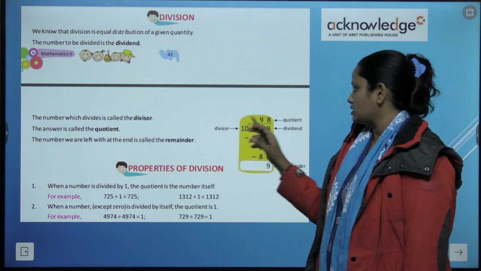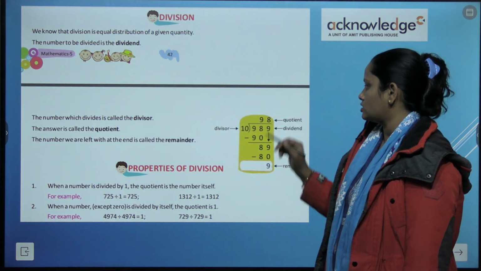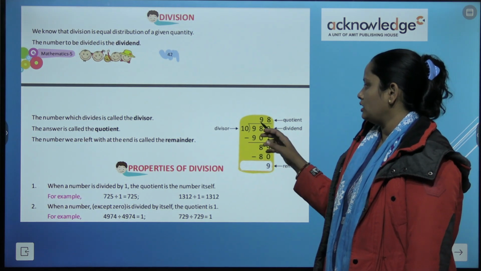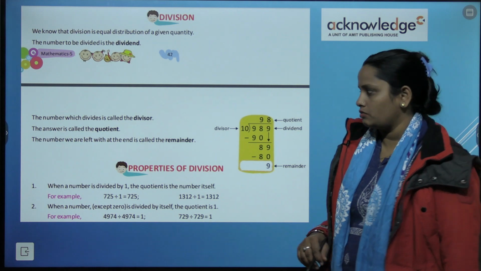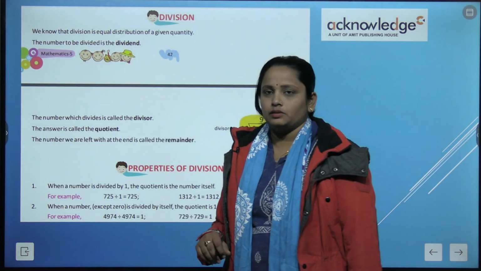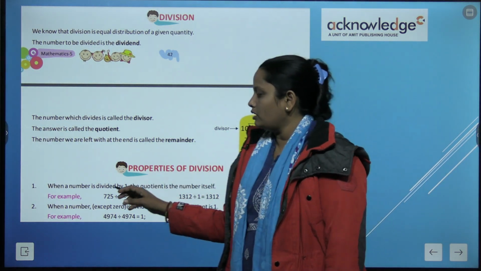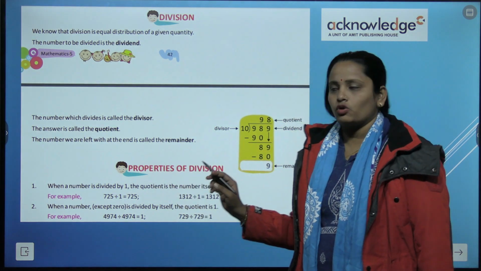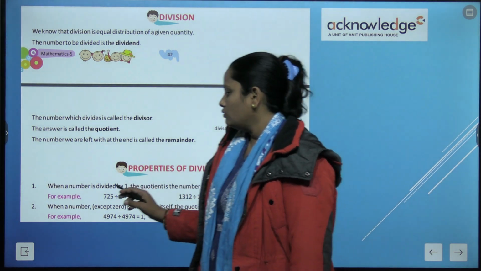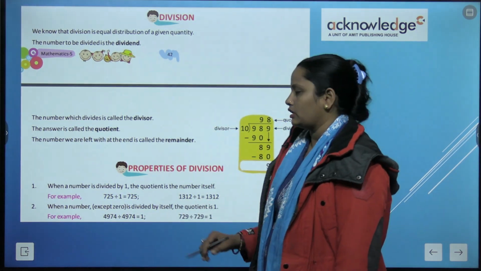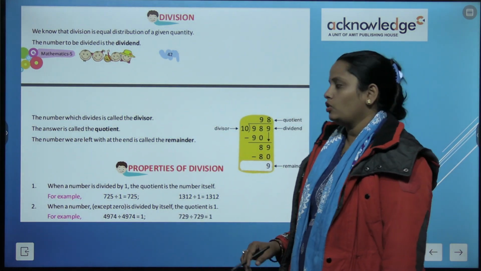So this is a divisor. This answer is a quotient. The number to be divided is dividend. And this, whatever remains, is your remainder. Now let's learn the properties of division. When a number is divided by 1, अगर किसी भी number को 1 से divide करते हैं तो answer क्या आएगा? वो same number.